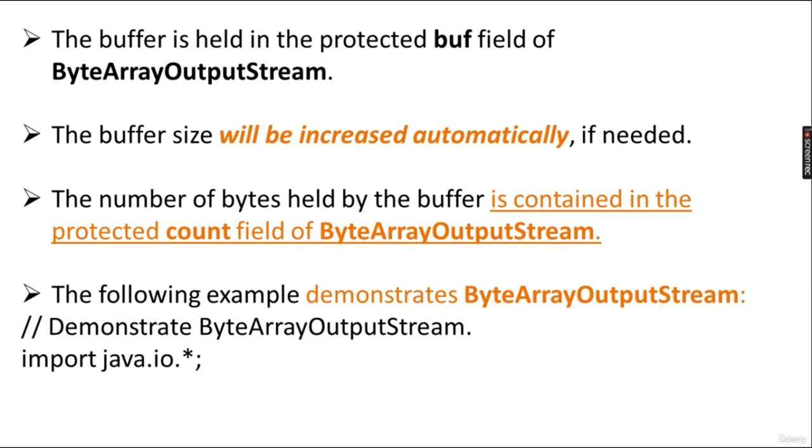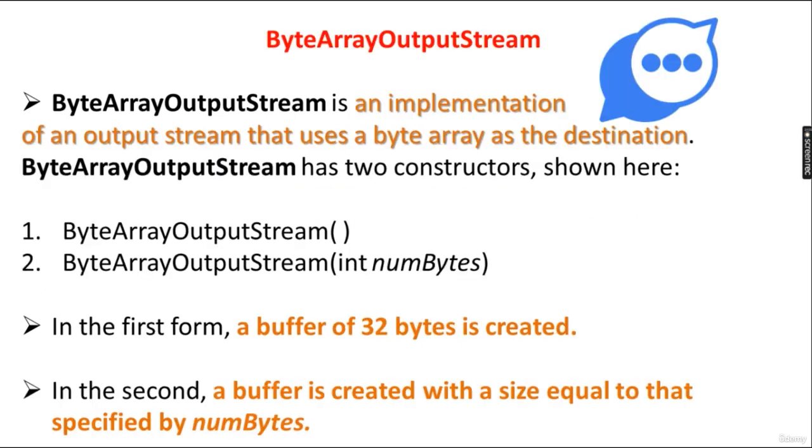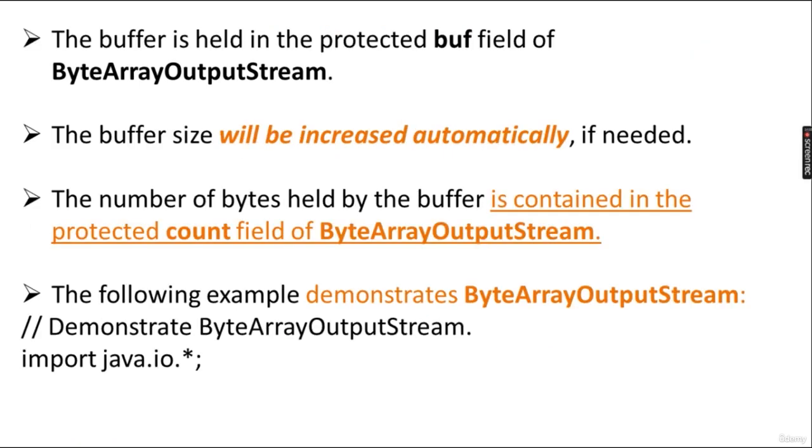The buffer is held in a protected buffer field of the ByteArrayOutputStream. So this state is protected, it is not public. The buffer size will be increased automatically if required. The number of bytes held by the buffer is contained in the protected count field of ByteArrayOutputStream. Actually, you are creating the 32-byte-length buffer, and how many bytes are actually held in the buffer is decided by the count field of ByteArrayOutputStream.